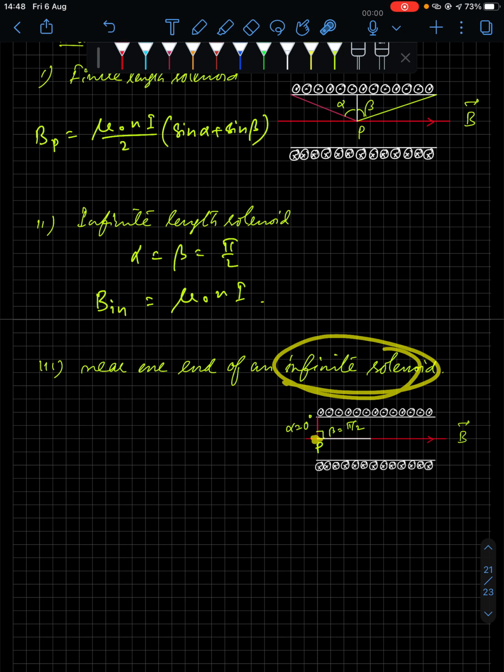Now this is an infinite solenoid, again you have to remember, okay? For a finite solenoid of course this will not be 90. For an infinite solenoid, beta will become maximum 90, I mean it will become very close to 90, we are considering 90, and alpha will become 0, okay? You have to think about it a bit. You have to imagine this thing, how this alpha is becoming 0.